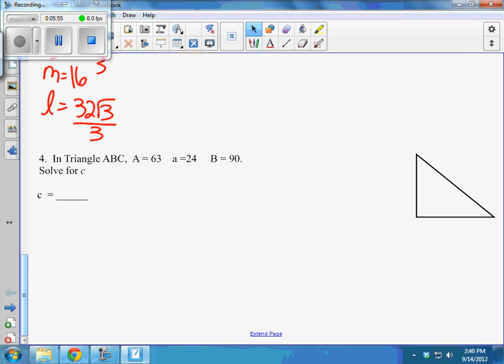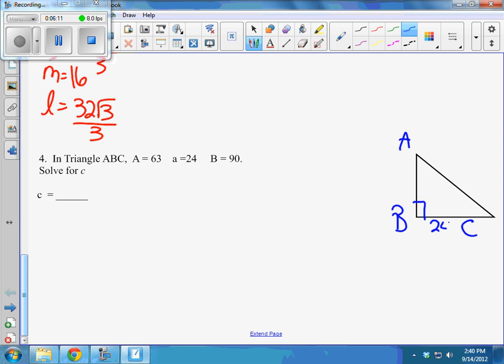So setting this one up, looking at the angles, I don't have a box, and you don't have a box because you only have to find C. So I'm going to go put stuff in my picture. B is my 90. It doesn't matter where I put A and C, they can be interchanged, but I do know that little a is 24, so for me that's there. And big A is 63, and that I have to find little c.